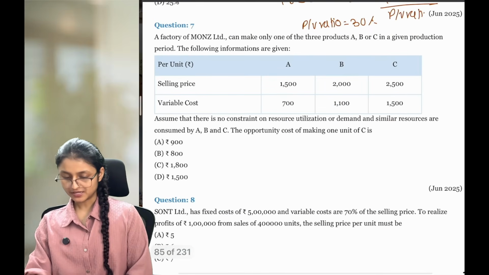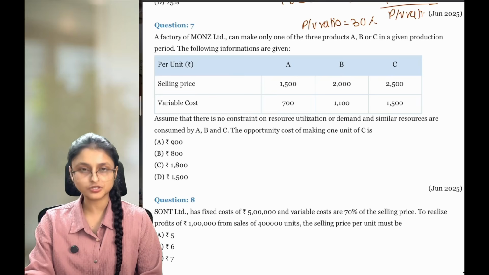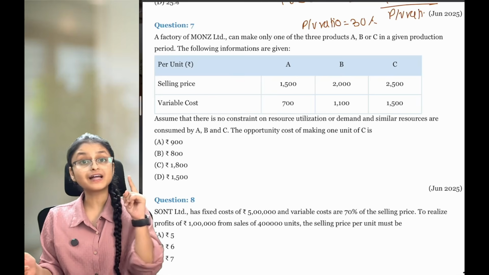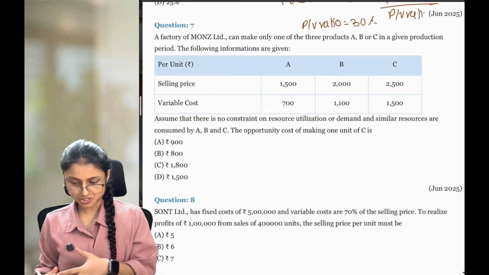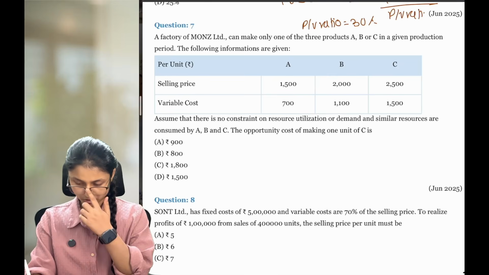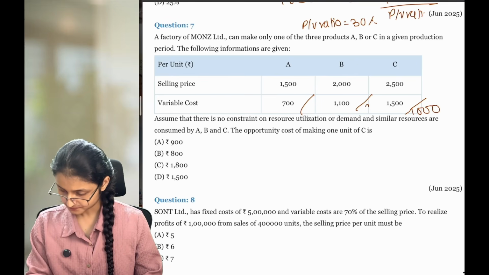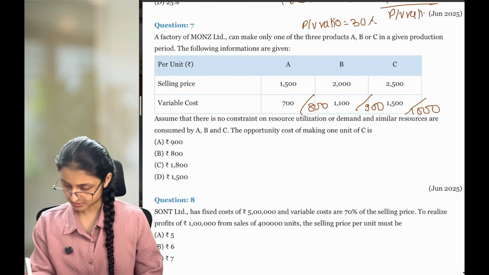Moving forward to the next one. A factory of Mons Limited can make only one of the three products A, B or C. So out of these three products, only one can be produced in a given production period. The following information is given to you. Selling price and variable cost are there. With the help of this, we can calculate the contribution, which is 1,000, 900 and 800.